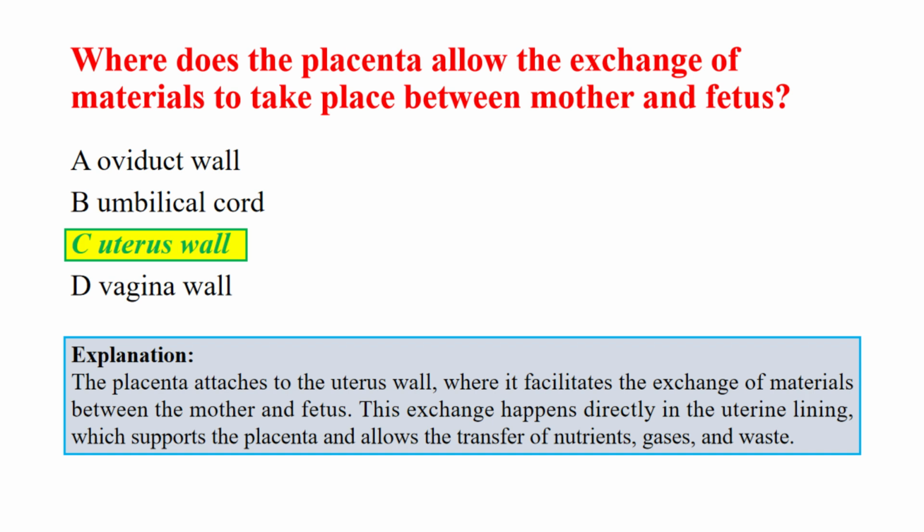The oviduct wall, option A, is where fertilization typically occurs, but it's not involved in the nutrient exchange during pregnancy. The umbilical cord, option B, connects the fetus to the placenta but does not directly handle the exchange process. The vagina wall, option D, is important during childbirth but not for the exchange between mother and fetus. So, the placenta's attachment to the uterus wall is what makes it possible for the exchange of materials between the mother and the fetus. Pretty amazing, right?